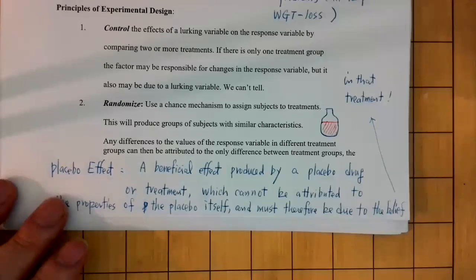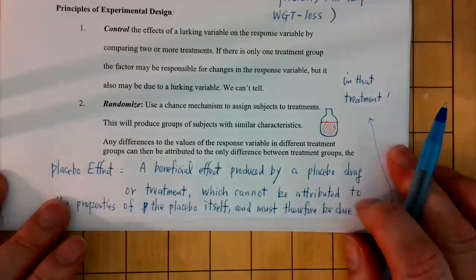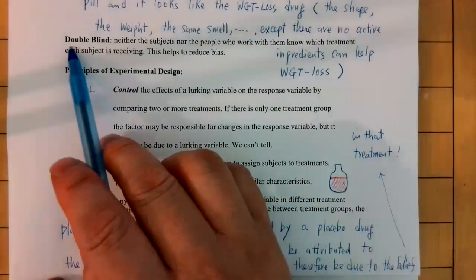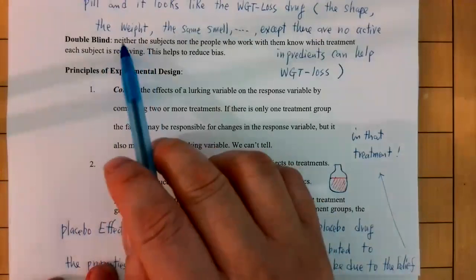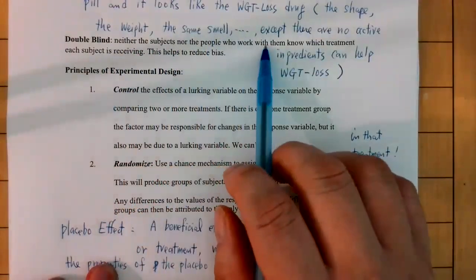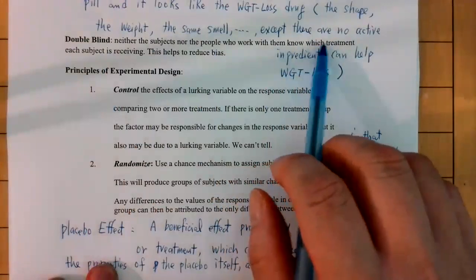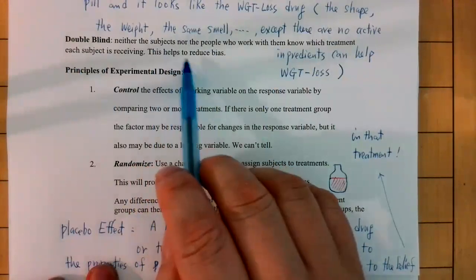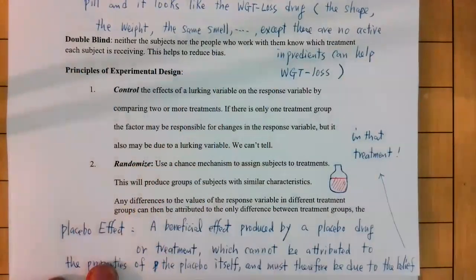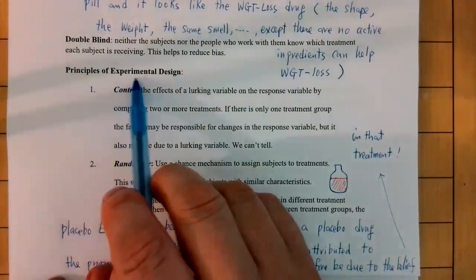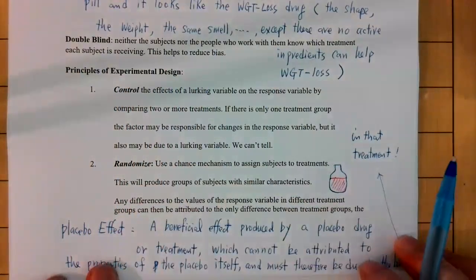Okay, next one. Through our early discussion, there's one more property I didn't mention, okay? Double blind. Neither the subjects nor the people who work with them know which treatment each subject is receiving. This helps to reduce what? Bias, okay?